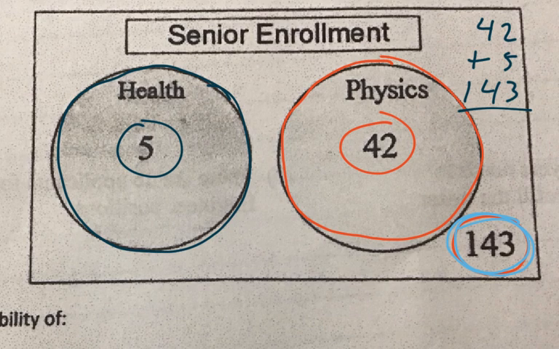So please remember, it's very important you always find the overall total because that helps you find the probability. Let's see, here we go. 2, 5, 7, 10, carry the 1. It looks like we have 190 total seniors here, right? So now that we have this total, we are ready to answer the questions.